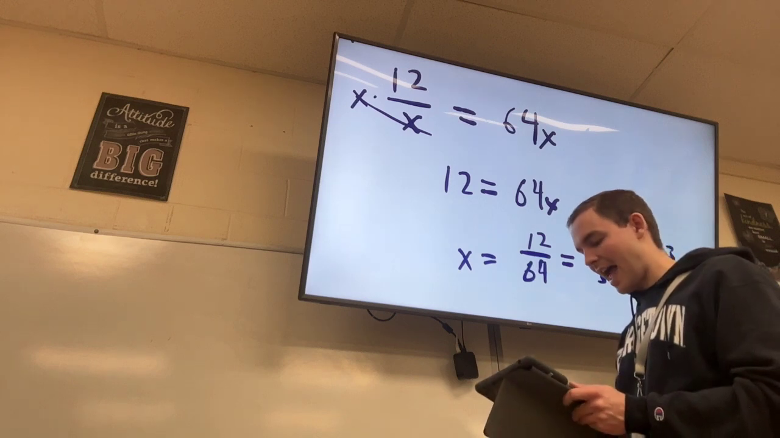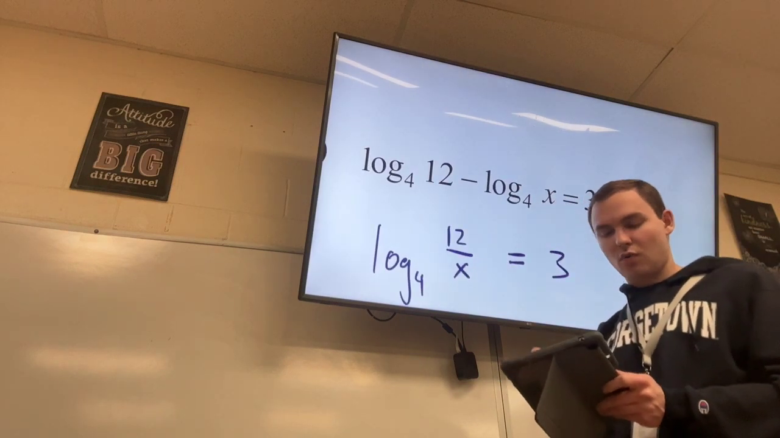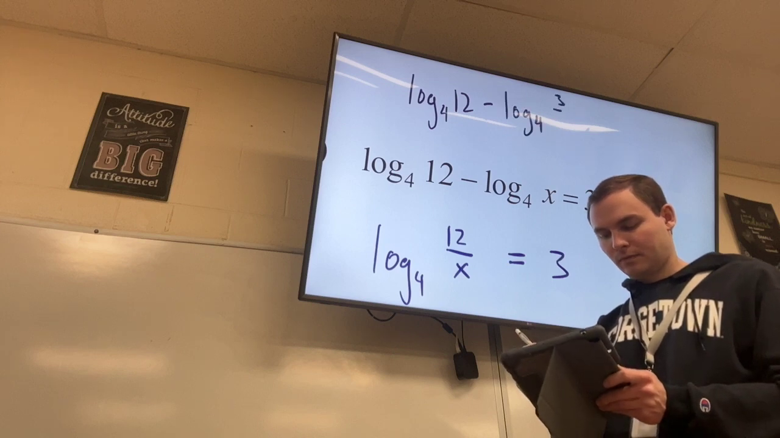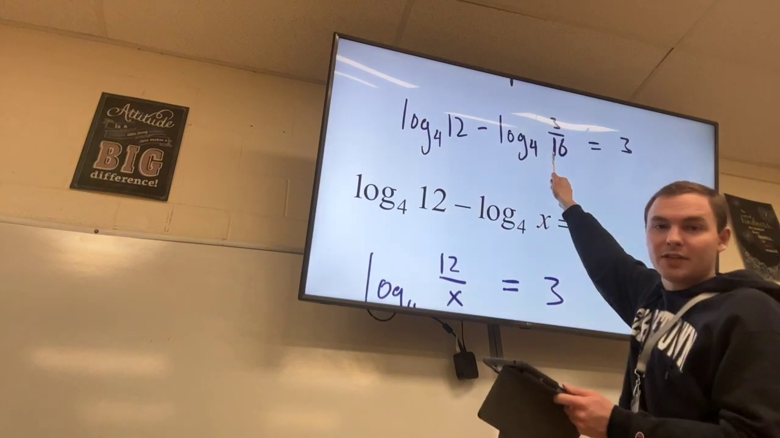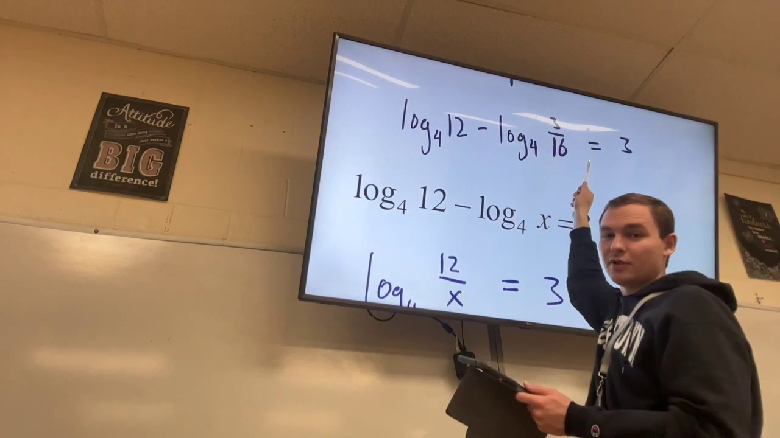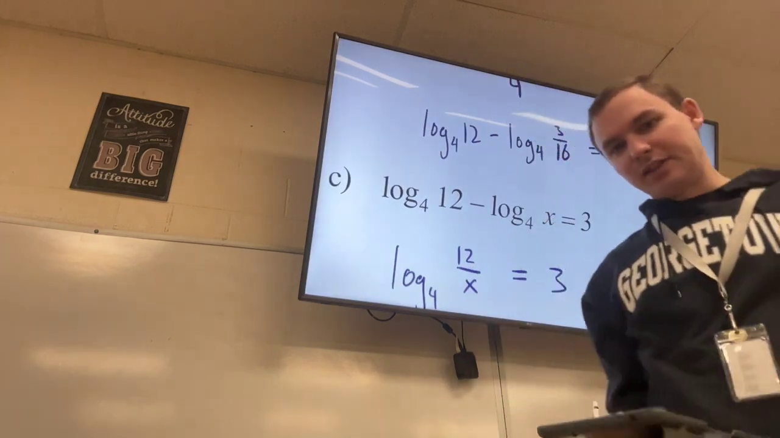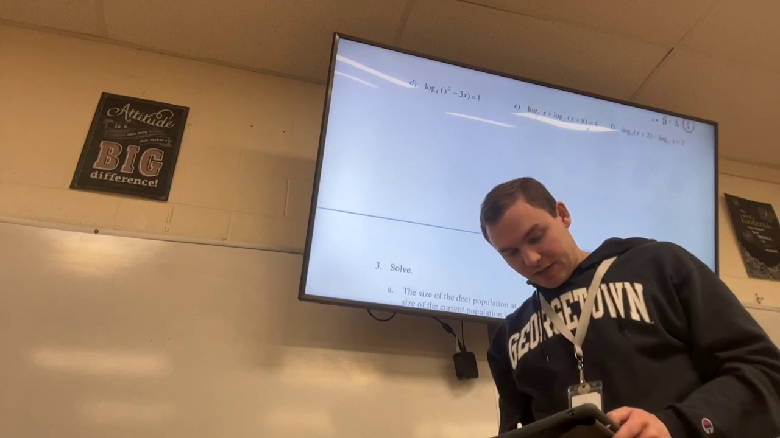And again, I have to take this 3 over 16 and plug it back into my equation up here. You can never have a negative number. If this were a negative, then I would have to write no solutions. Luckily, it's positive 3 over 16. This solution's going to work. So that's good.